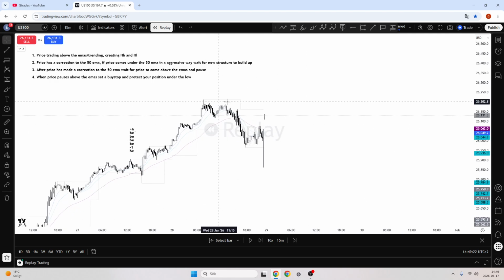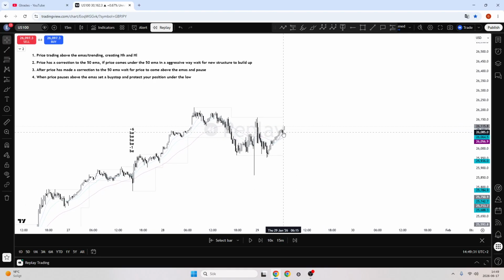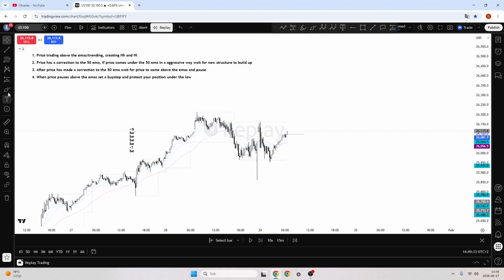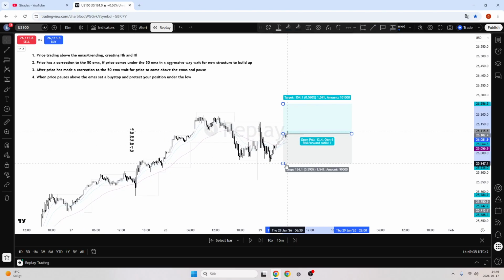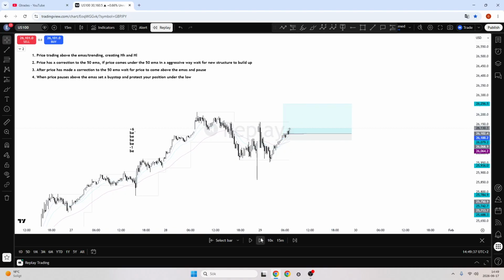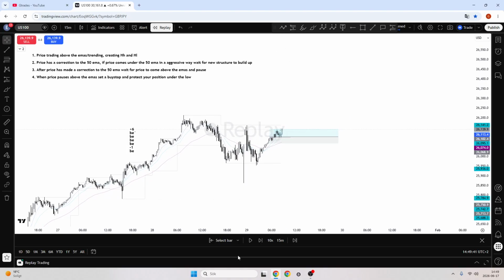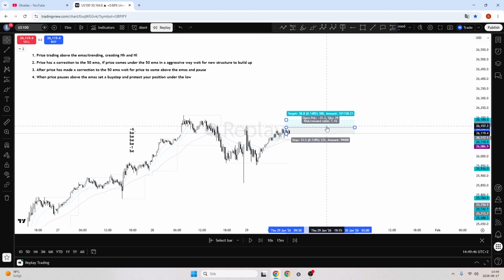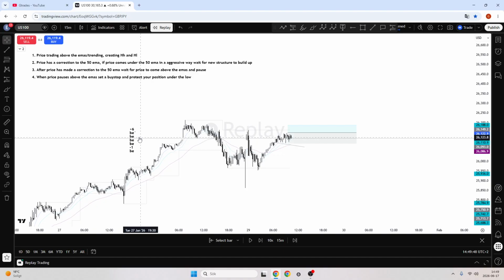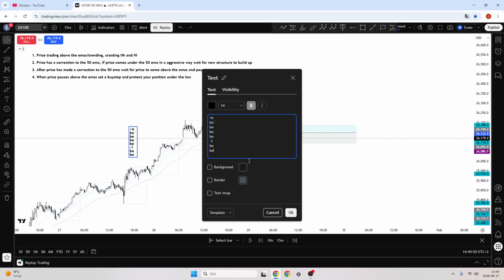So flushes down to the 50 MA right here. Very wicky right here, but we don't really have a rule for that yet. So you have a pause right here. So we would simply just take this trade right here, buy stop this. Does this reach 1-to-1? This reaches 1-to-1. So we simply throw another buy stop at this point right here and record the first trade, which is a break even.